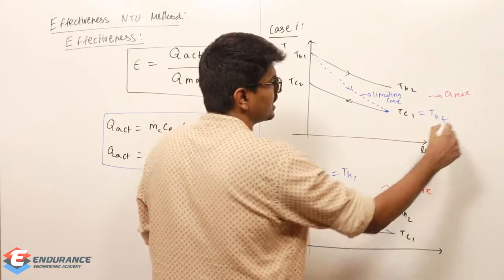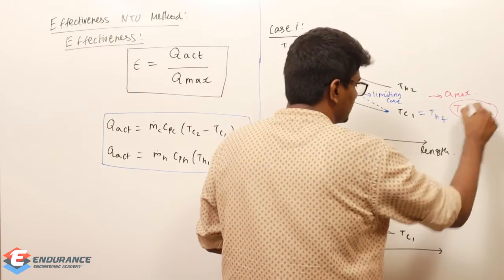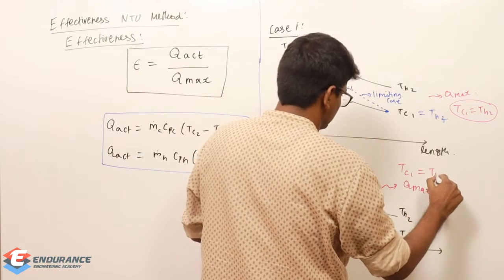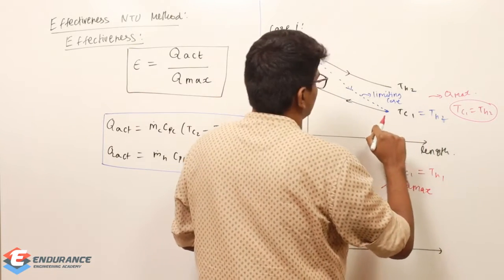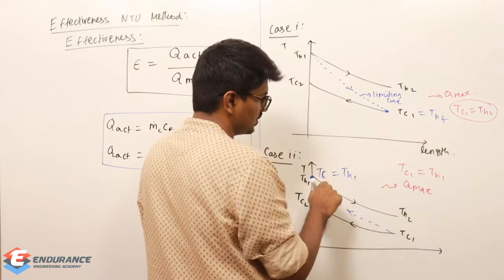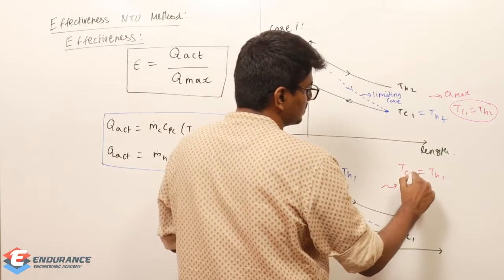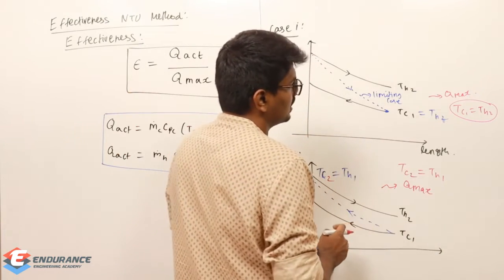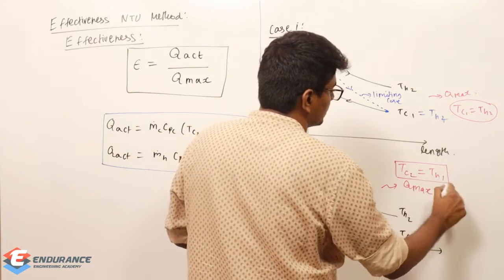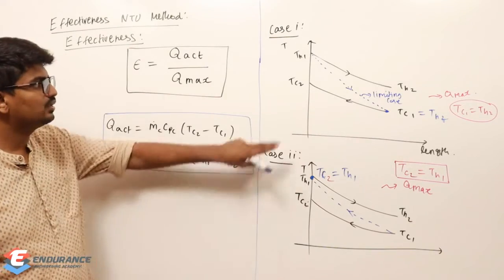Those are the two ideal conditions. In this case, TC1 is equal to TH2. Yeah, I'm very sorry, I made one small mistake. It is TC2. In this case, TC2 is equal to TH1, and in this case, TC1 is equal to TH2. Yeah, that's right. Now, how to find out this Qmax? So, how to get Qmax here?